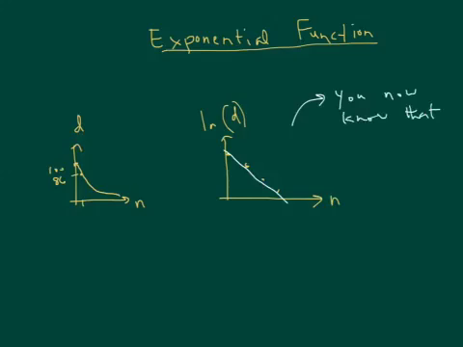So what does that mean? The dependent variable is equal to some d sub 0 constant times e to the negative lambda n. For this particular experiment, what's our dependent variable? It's the number of dice that remain, which is equal to d sub 0 times e to the negative lambda n, and the independent variable is how many rolls we've made, which is n.